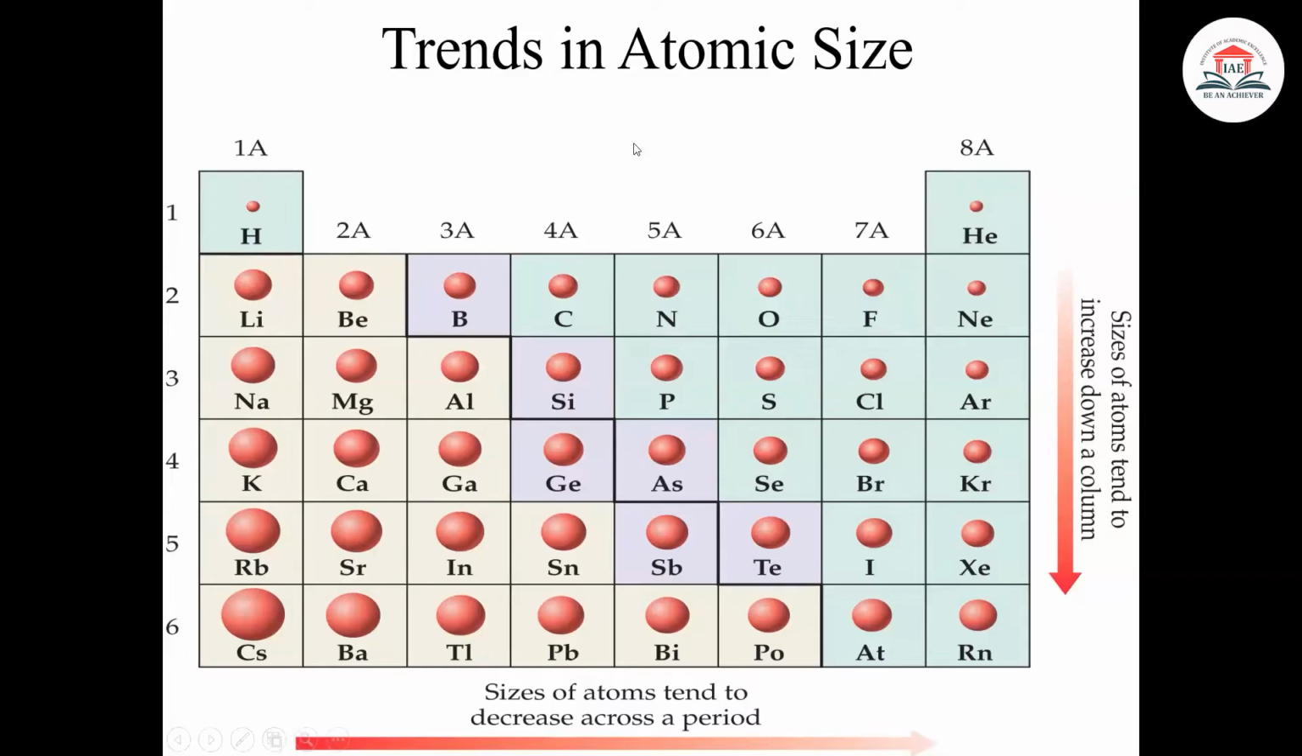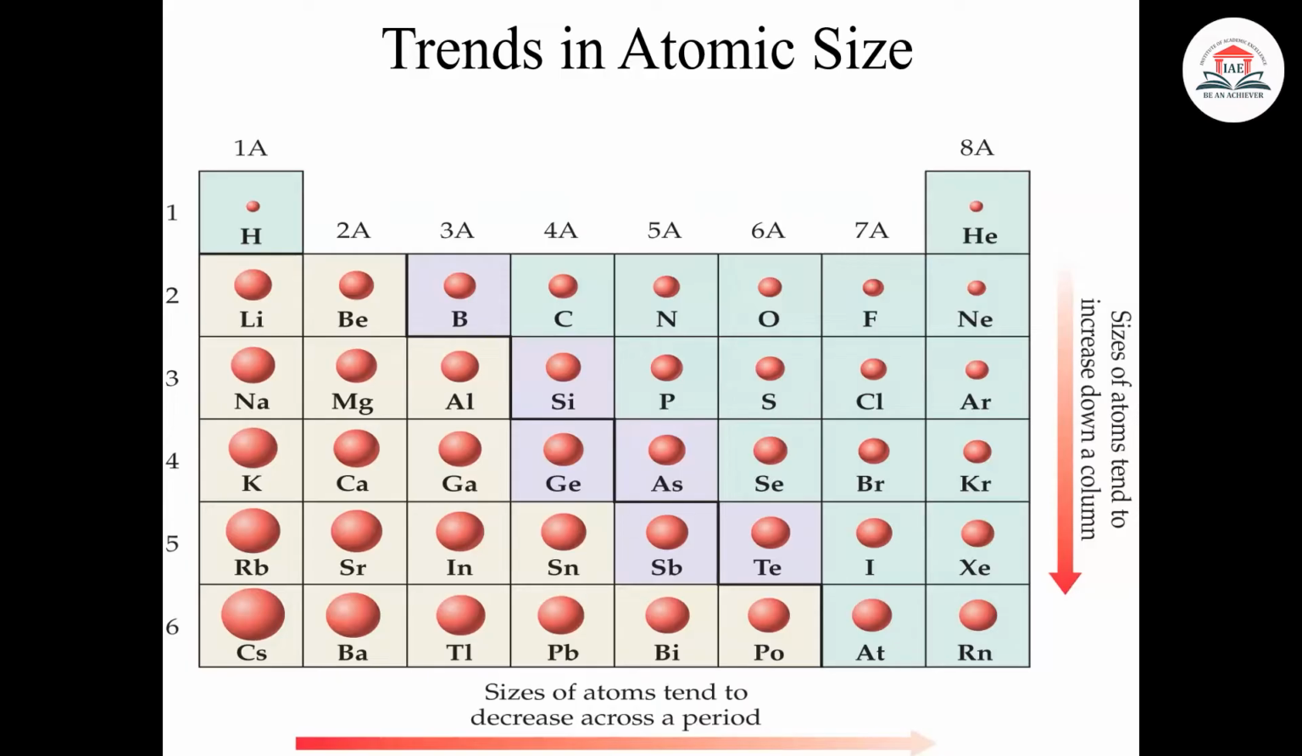Now let's look at the trends in the periodic table. As we know, when we go down the group, what happens to the size of the atom? It increases, right? Why does it increase? Because when you are going down the group, one shell is getting added each time. In the first period there is only one shell, in the next period there are two shells, then three shells, four shells, and so on. So obviously the size will increase.